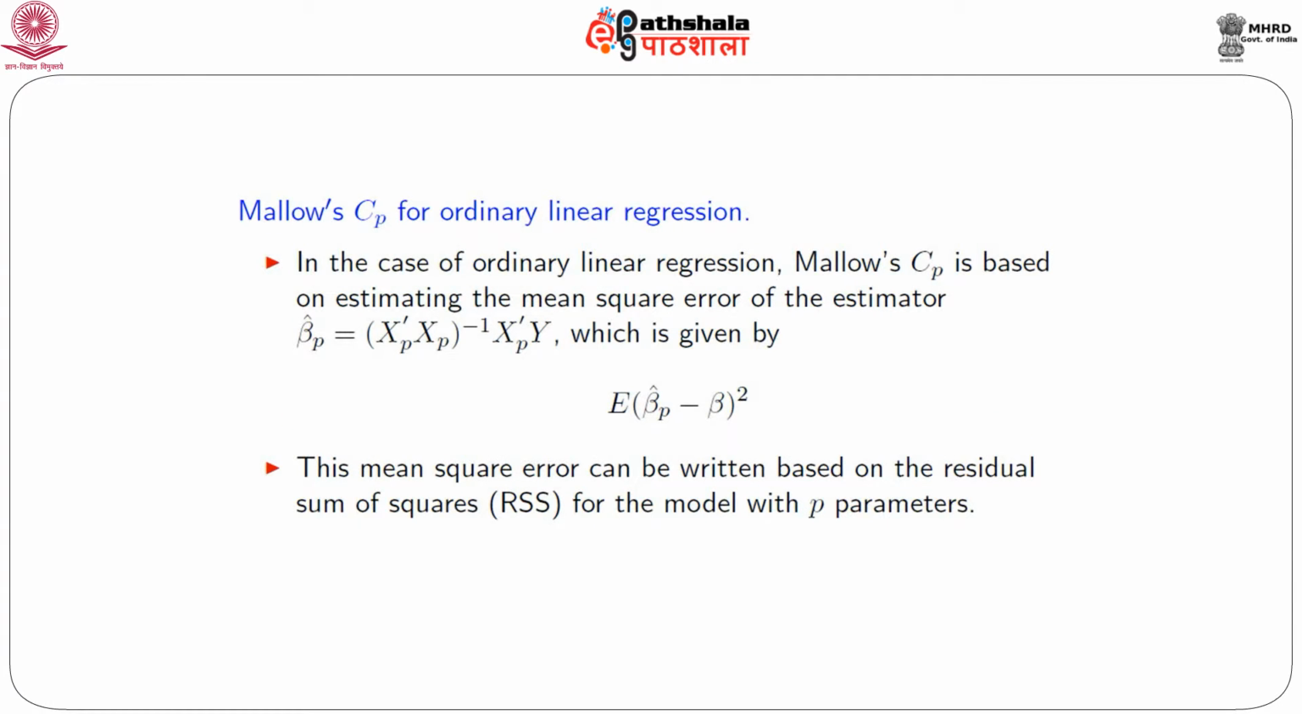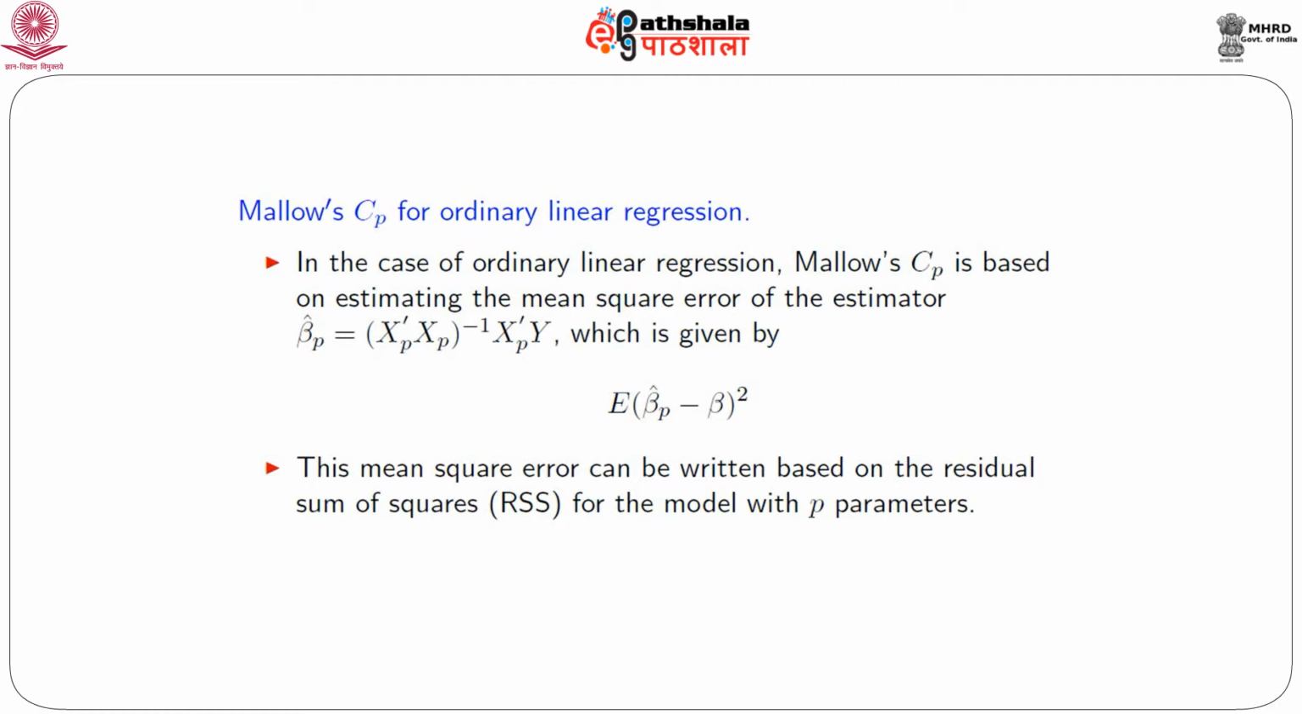Now, Mallows-CP for ordinary linear regression. In case of ordinary linear regression, Mallows-CP criteria is based on estimating the mean square error of the estimator beta hat, which is given by beta hat subscript p equals (X_p prime X_p) whole inverse X_p prime y, which is given by expectation of (beta hat subscript p minus beta) whole square, where beta hat subscript p minus beta is the error. We take the square of that and the expectation.